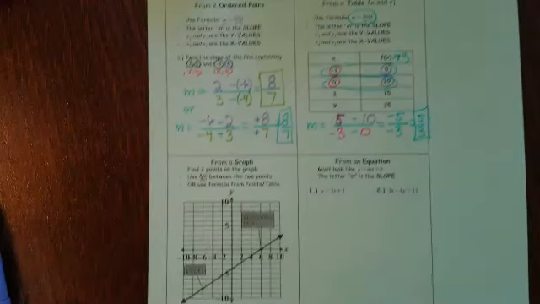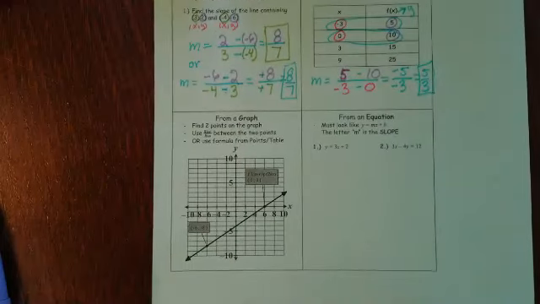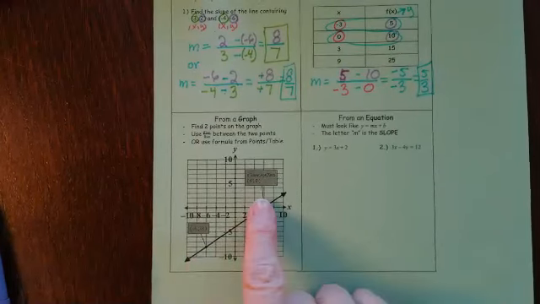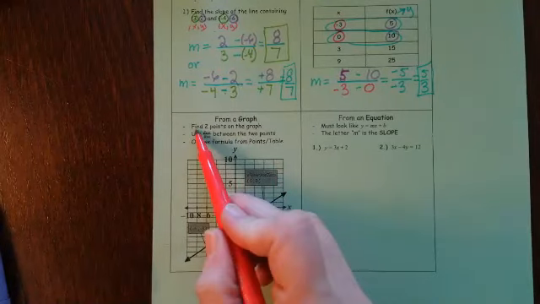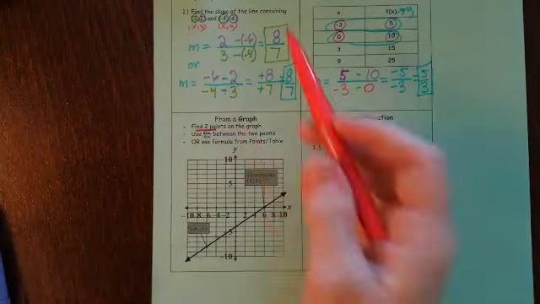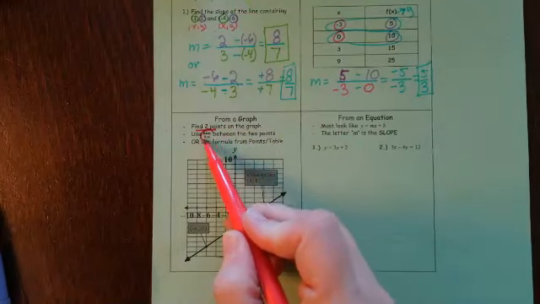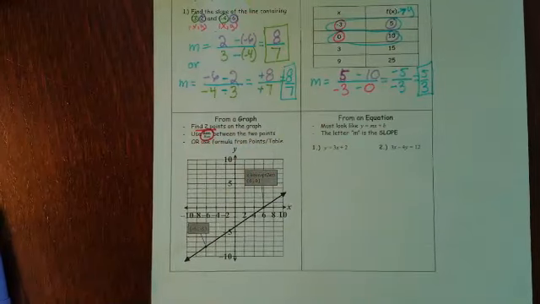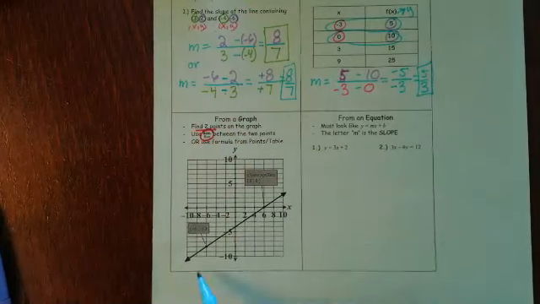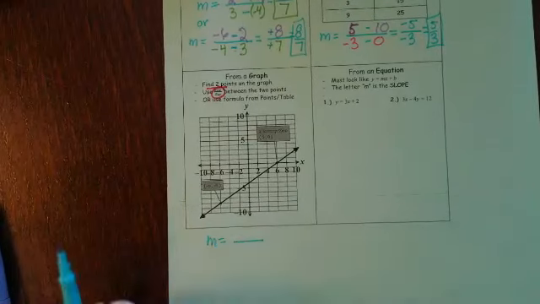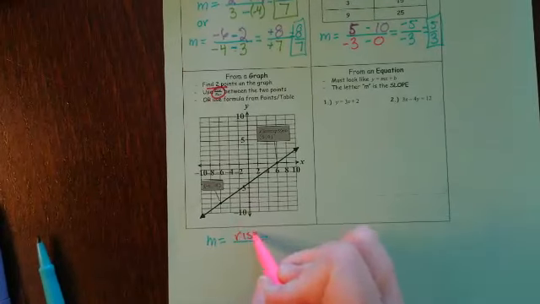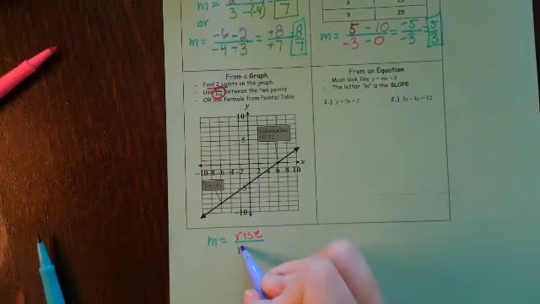So let's say I'm given a graph and I want to find the slope from a graph. Well, if you notice on this graph, I have 2 points that are labeled for me, or I could find 2 other points. Again, we need 2 points to find the slope from a graph. We always need 2 points if we're going to find slope using the formula, or if we use rise over run. So you may remember you can do slope equals rise over run.